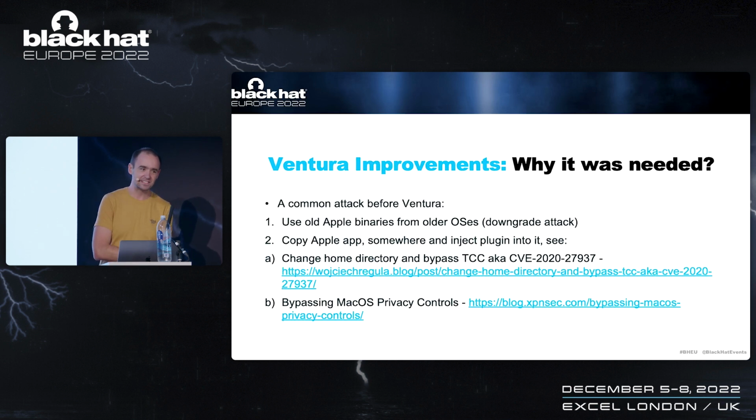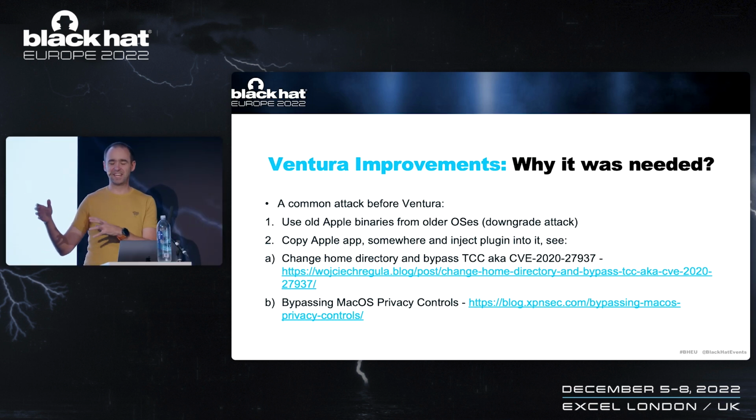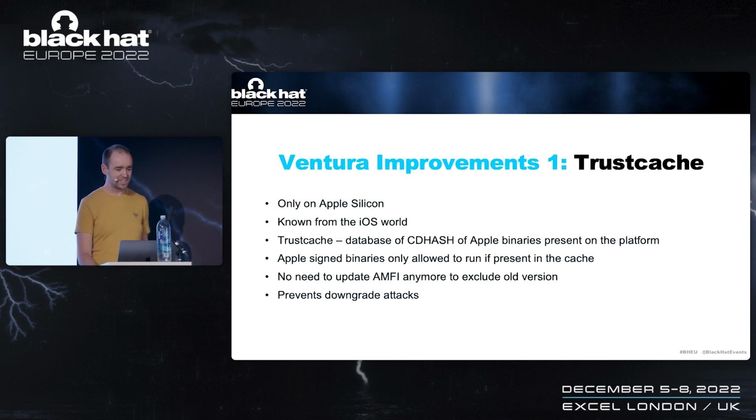Other improvements, these are not TCC specific. It was a very common attack to do downgrades, as we saw earlier. So basically, we can either use an old binary from another older OS, or we can take an application, copy it out from its location, embed the plugin, and run it. There are many blog post talks about it. So one of the improvements is Trust Cache. This is coming from the iOS world, and it's only for Apple Silicon.